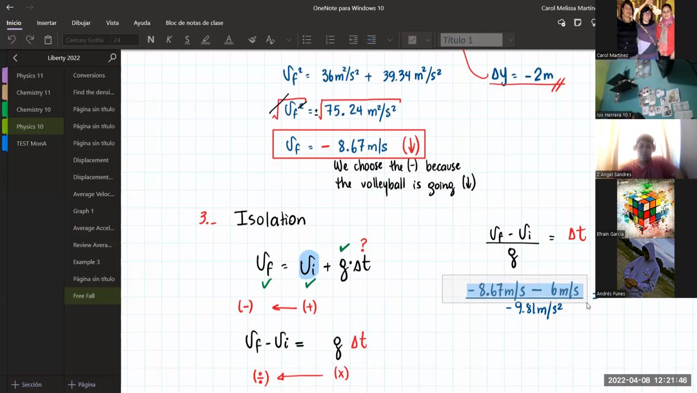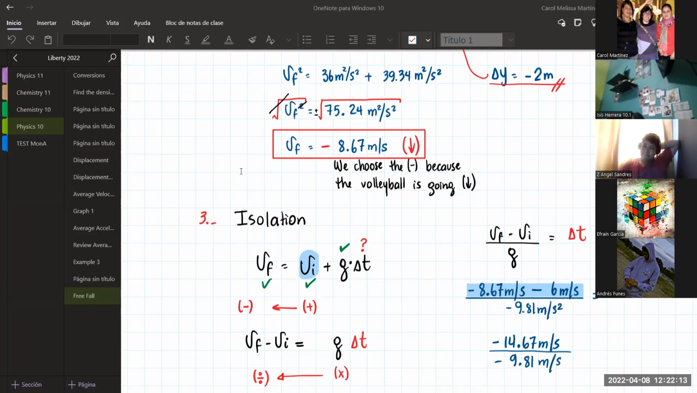Negative 8.67 minus 6 is going to give you a negative number. How much is that? Negative 14.67. Negative 14.67. All this divided by the gravity, that is negative 9.81 meters per second squared.